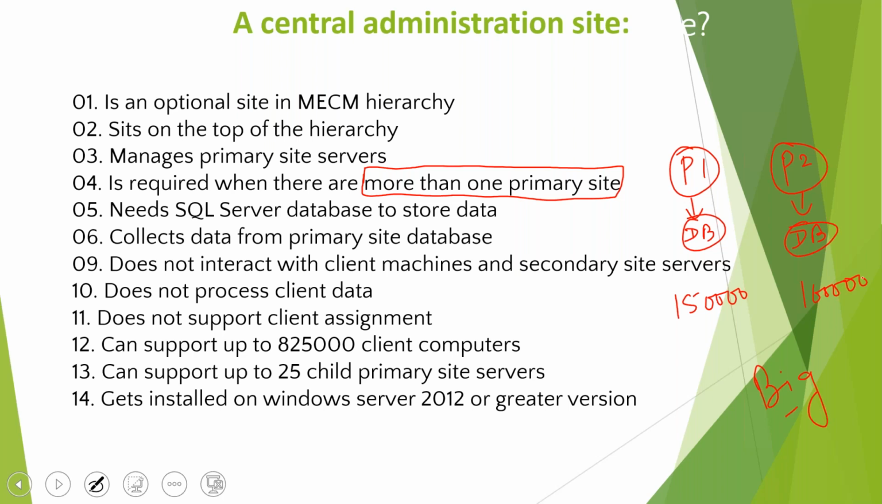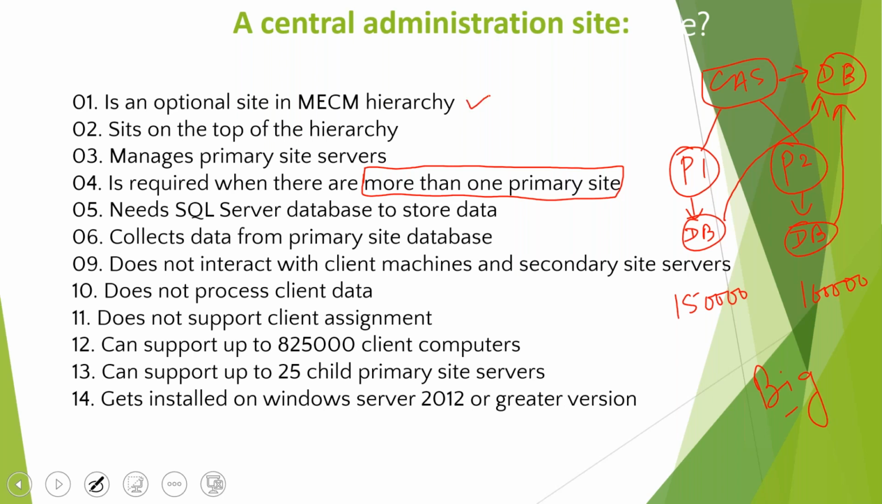The moment you have another primary site, you can install a CAS, and both will report to the CAS. The central will also have a database, and the data will replicate from the primary site databases to the central. Both will send the data to the central administration site database. Clear? Now understand this again.